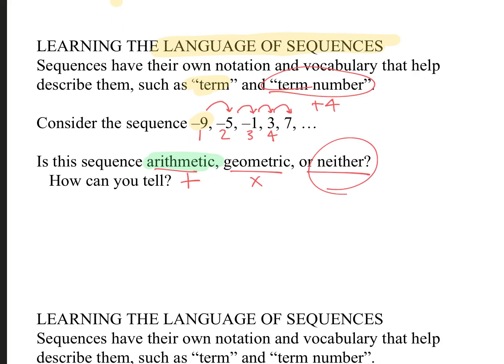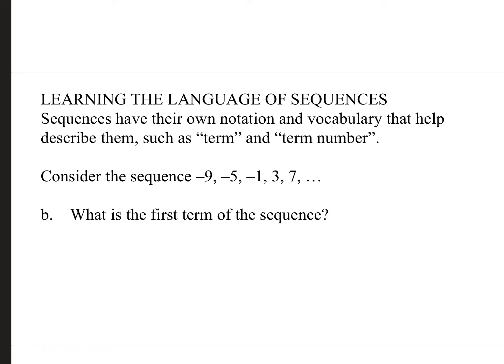Okay, scooting it up, same sequence. Now it's saying, and again, this is all just about vocabulary, it's asking what is the first term. In other words, what's the first number in the list? So that would be a -9.